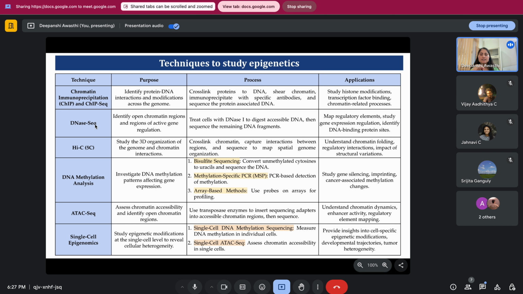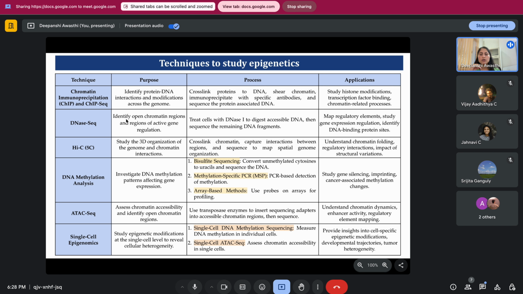So the next technique is DNase-Seq. It is clear from the name, DNase. That means certain enzymes which degrade the DNA sequence are used. Whenever "ase" is used, it means it is an enzyme, and DNase means enzymes which act on DNA. So DNase-Seq means we will be using DNase enzymes which will degrade the freely available DNA sequences, and ultimately we will sequence those regions.